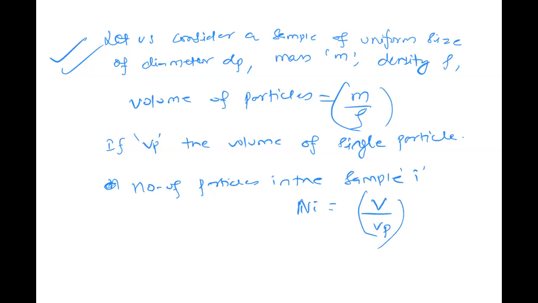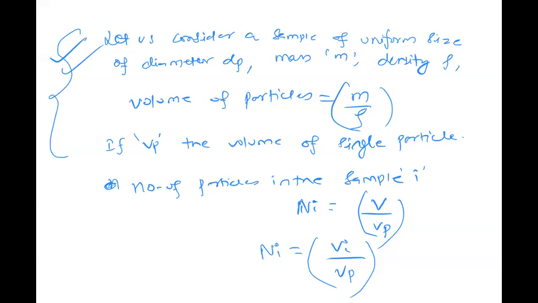Just tell me. Yes or no? Is it clear? Ni equal to V by Vp. So can I write this Ni equal to Vi by Vp? Yes or no? Is there any doubt? Here I represents a sample, a particular sample I. Now it is clear to all of you. Now it is clear because I have considered this concept. This means I changed it, a modification. So Ni equal to Vi by Vp.